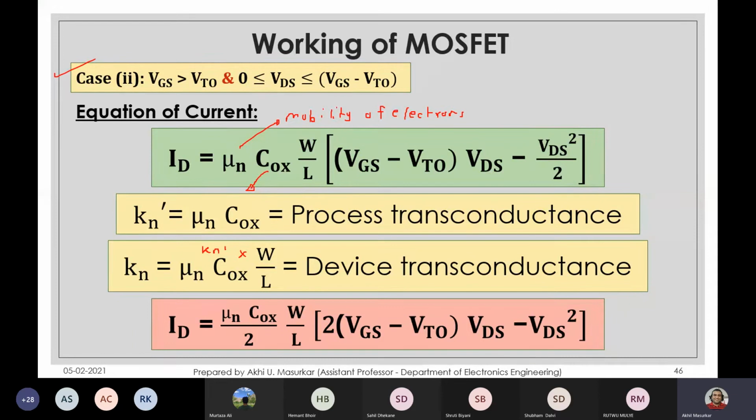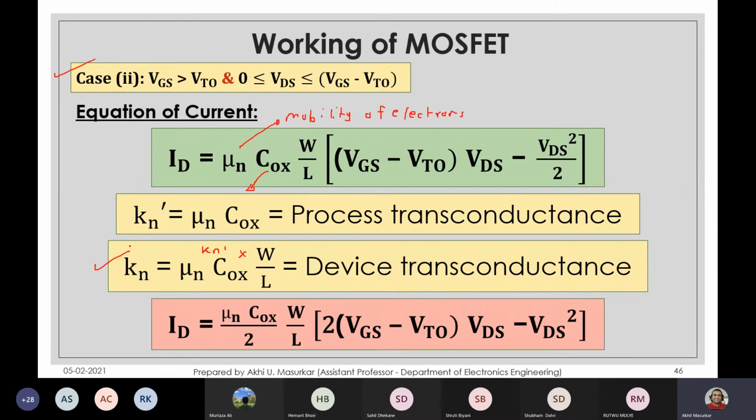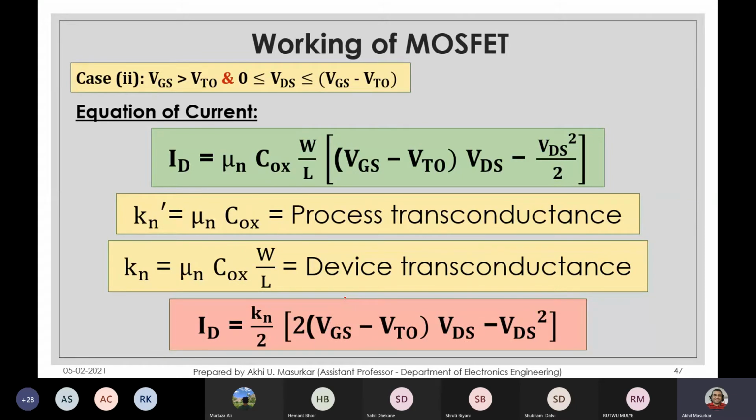And this entire thing, that is mu n COX W by L, we can write as Kn also. In many of the books you will find this equation like this. So these terms we can write as Kn. So ID is equal to simply Kn by 2 times VGS minus VTO into VDS minus VDS square.